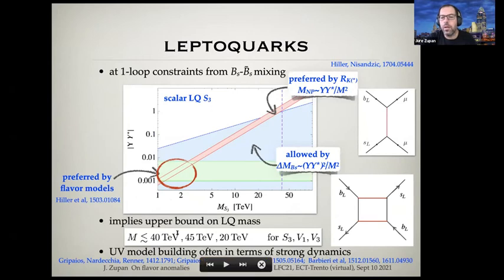Now here, the important thing is that the B_s mixing imposes a constraint on how heavy these leptoquarks can be, because of different scalings between the tree-level contribution to B_s to μμ and the B_s mixing, which scales as y^4/m^2 instead of y^2/m^2. And the bounds depend on which one of these three you take. It's either 40, 45, or 20 TeV.